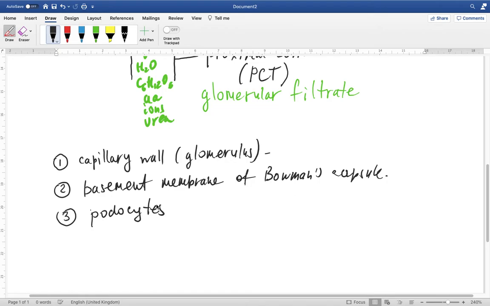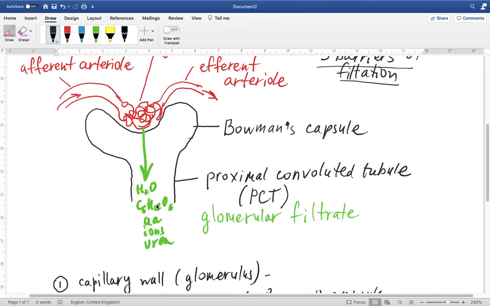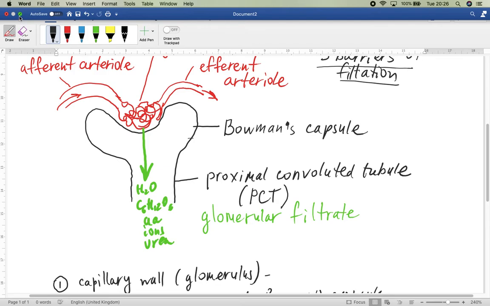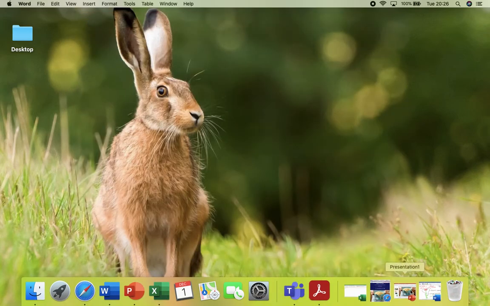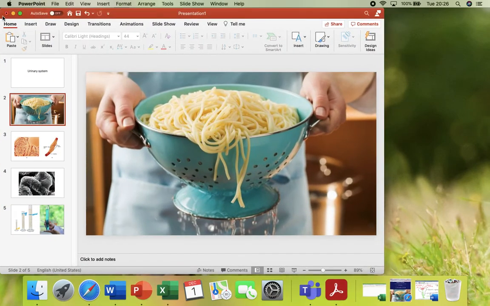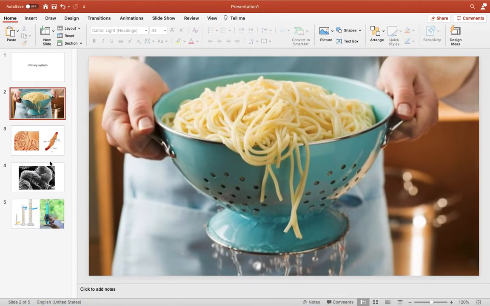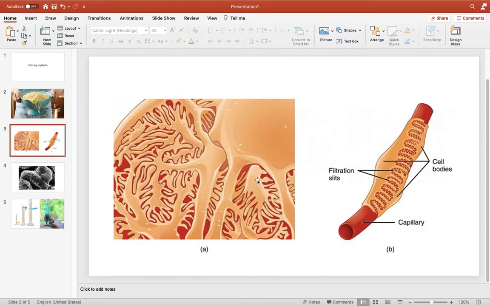Podocytes. So what podocytes are, they are very specifically shaped cells which are found surrounding those capillaries of the glomerulus. And to show them to you, I'll have to give you an example of a drawing of a podocyte. So give me a minute here. I'm going to go on to the next slide. So here I've got a picture of a podocyte. So imagine that's the capillary in the glomerulus.